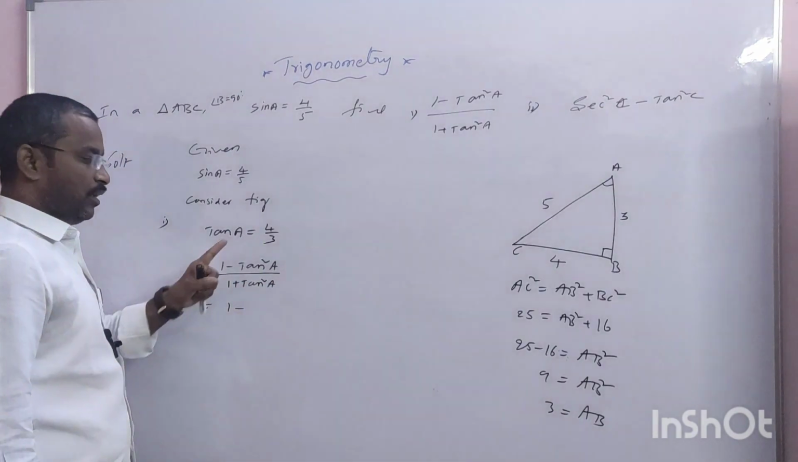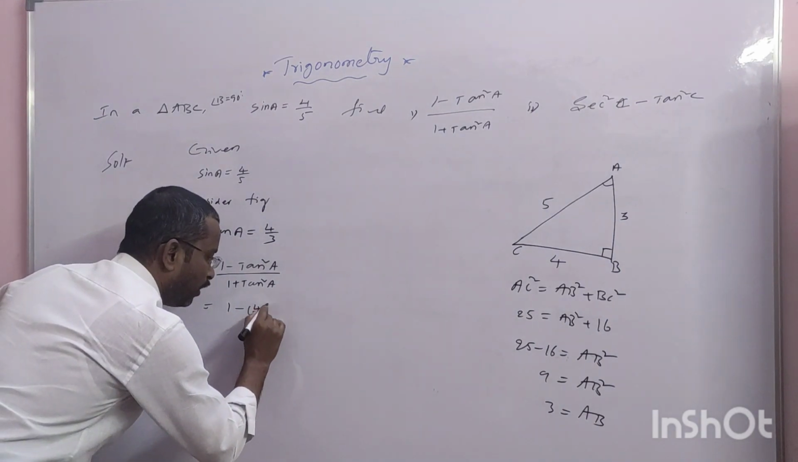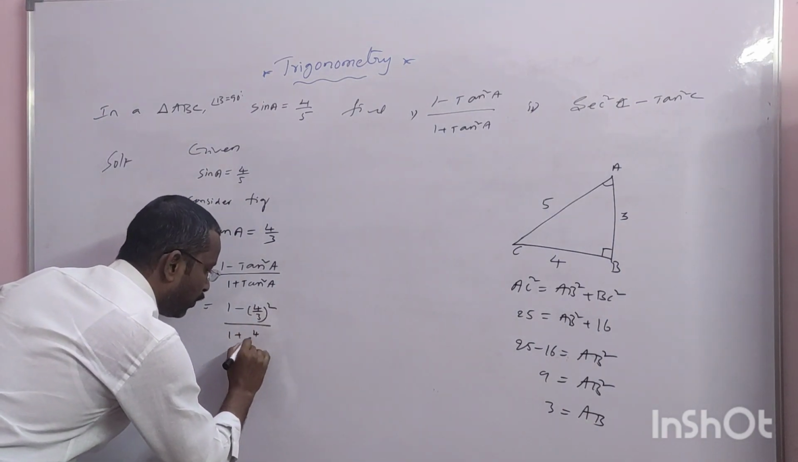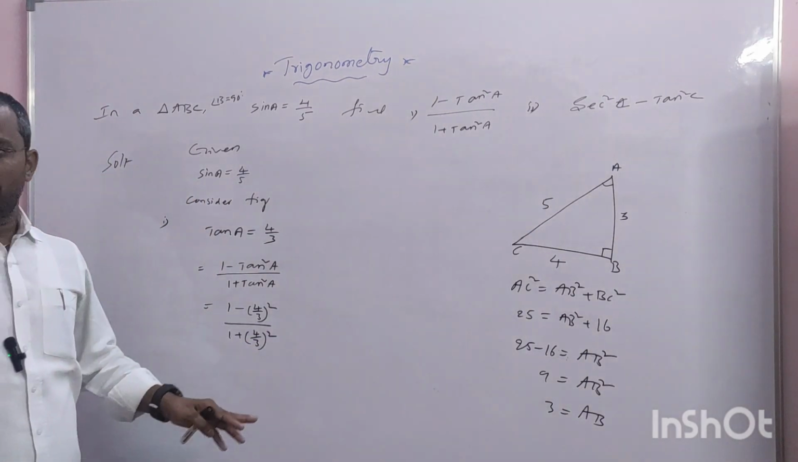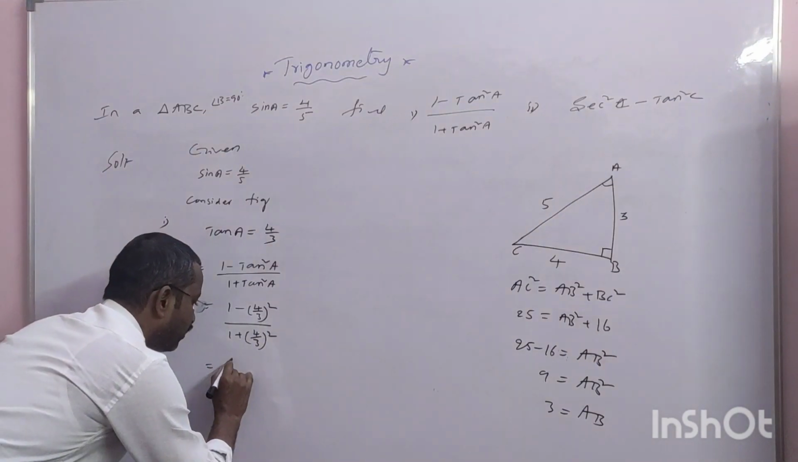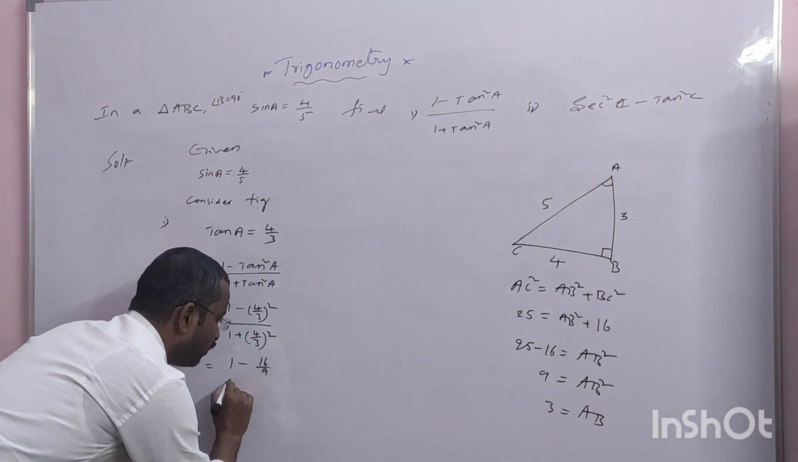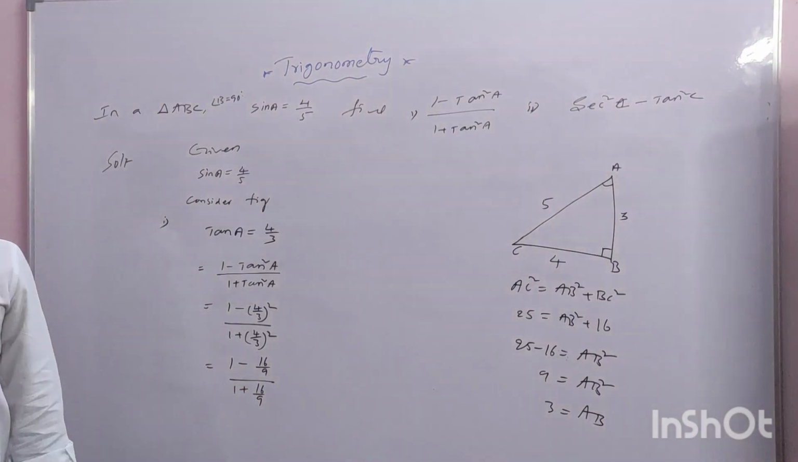1 minus tan A means what, Nana? 4 by 3. So write it as 1 minus (4 by 3) whole square, 1 plus (4 by 3) whole square. Is that correct? Tan square A means tan value whole square. So now simplification is the matter. 1 minus 16 by 9, 1 plus 16 by 9.